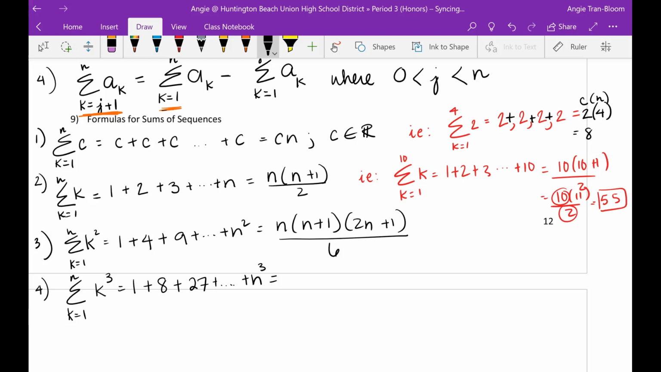All right, here we go. The formula for this is going to be n times n plus 1 all over 2. Well, that looks too much like k, right? So that can't be right, because this is k to the third. So what's happening is we're going to take the quantity of that all and we square it. So that is the formula to the third power.